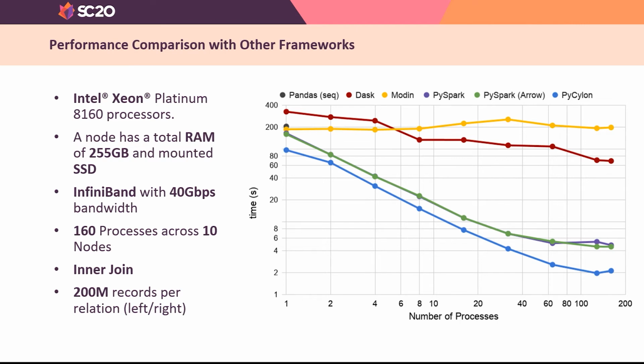As you can see from the figure, PyCylon and PySpark are scaling much better than the existing Python data engineering frameworks. This was one of the expectations from the experiments, that big data systems are doing much better than the existing Python data engineering solutions. But PyCylon is even providing a better solution than PySpark.